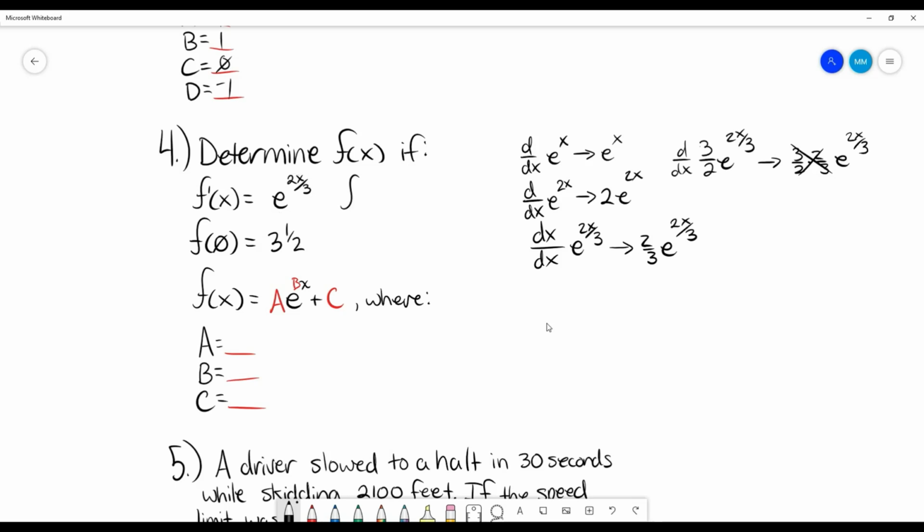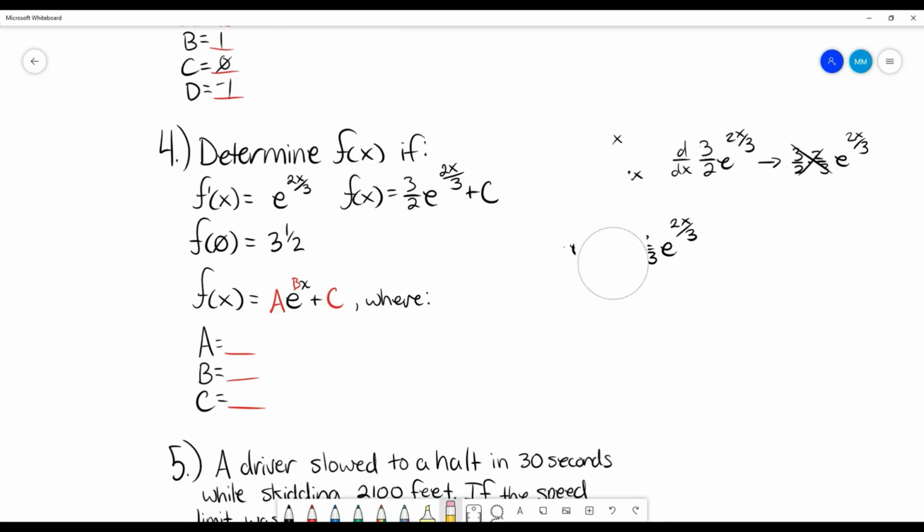So I can safely say that our original function is this right here. It's going to be 3/2 e to the 2x divided by 3, and then plus any constants that existed before that derivative.